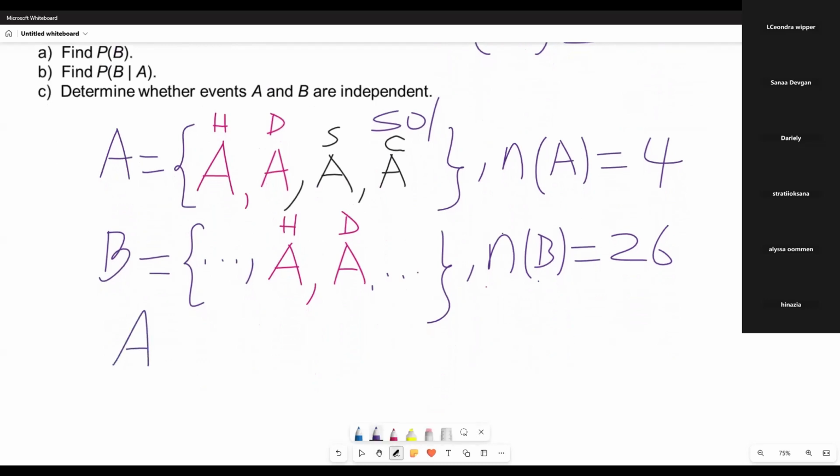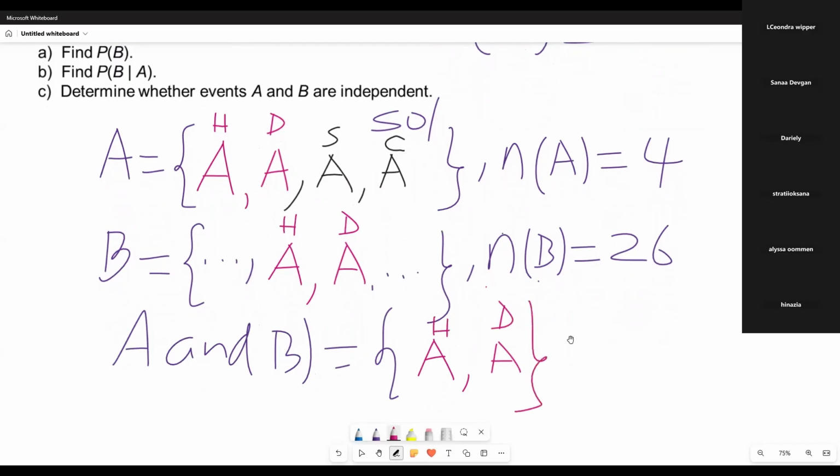Okay, so here A and B will be ace of diamond, ace of heart. N of A and B equals 2. Is this clear?